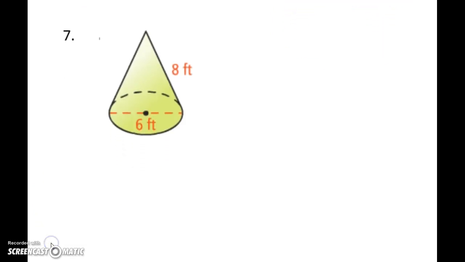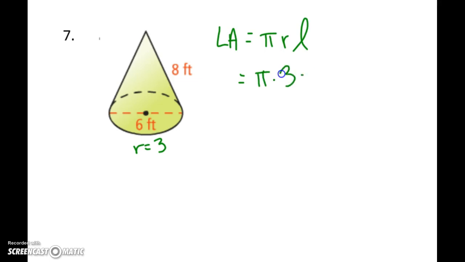All right. Here, they give me the slant height and they give me the diameter. Well, I don't want diameter, I want radius. My radius here is 3. So if I want to get the lateral area, that's equal to pi r l, where L is the slant height. I do pi times 3 times 8. That's just 24 pi.